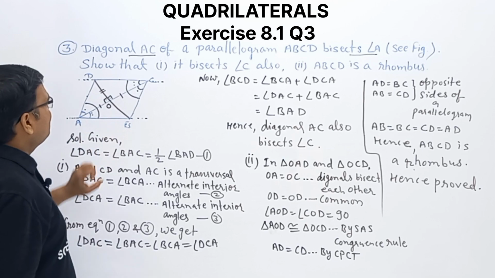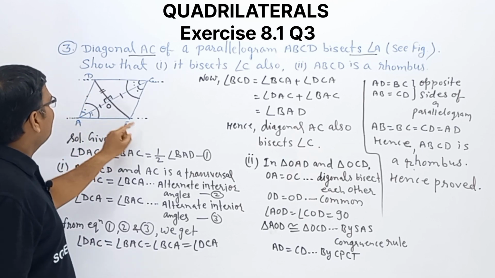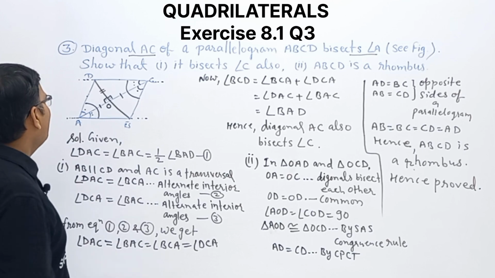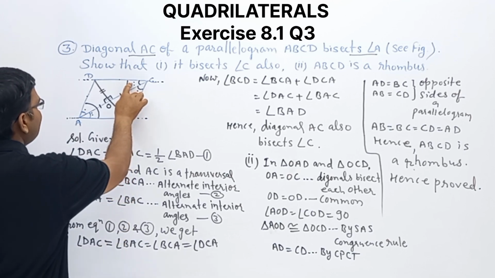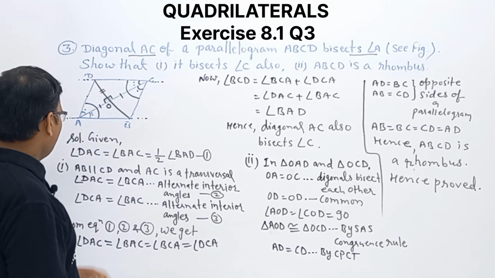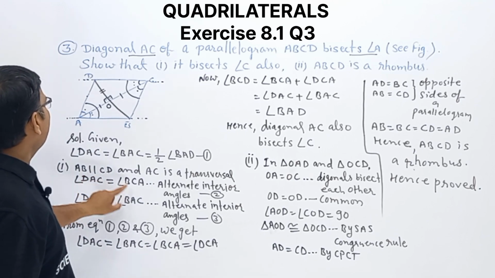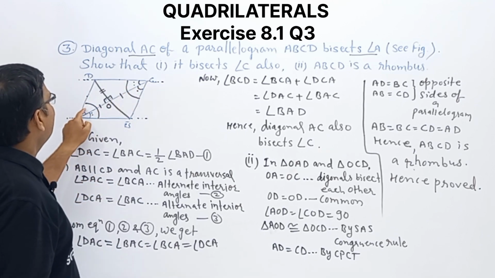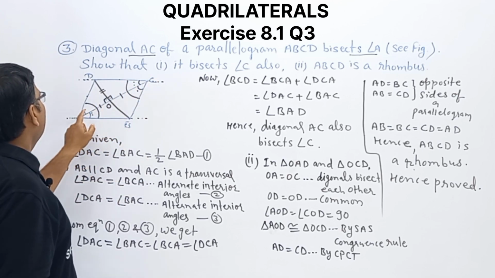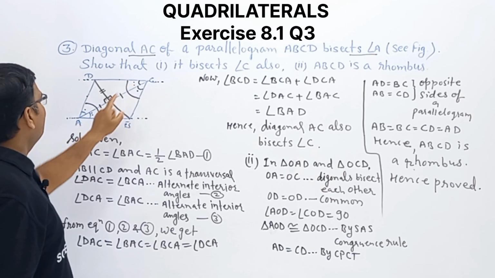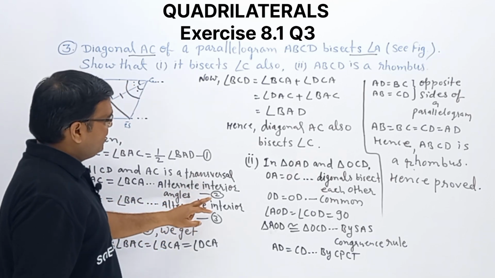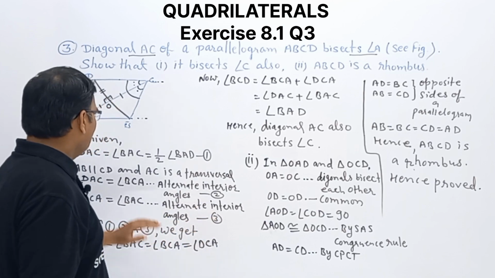Now once we observe, this is a parallelogram, so AB is parallel to CD and AC is transversal. Then we are getting alternate interior angles, this equal to this one and this equal to this one. Clear? So angle DAC equal to BCA, and similarly this equal to this one, alternate interior angles. We mention equation number 2 and 3.